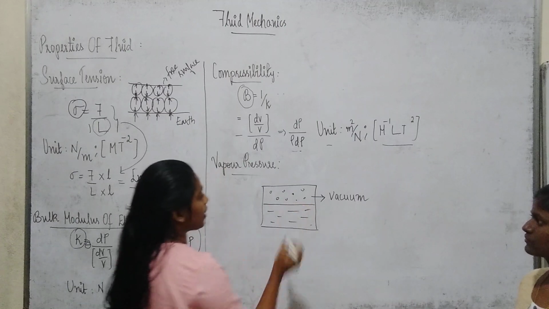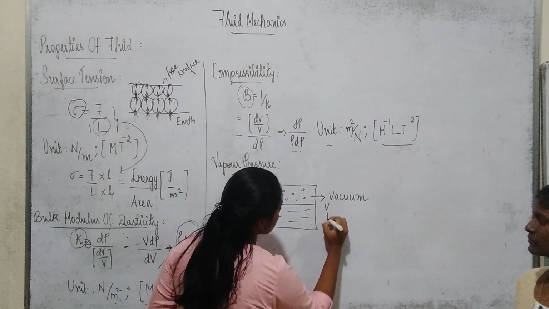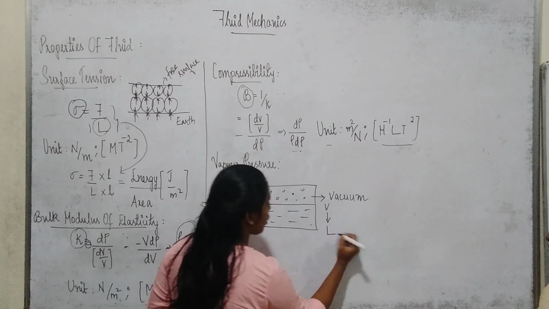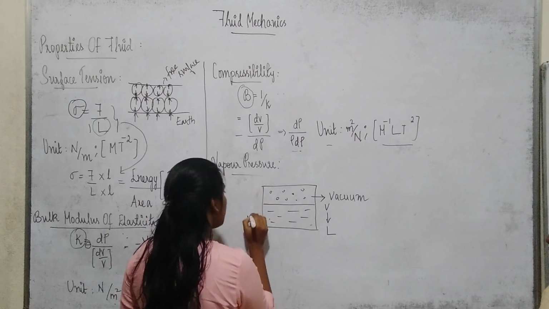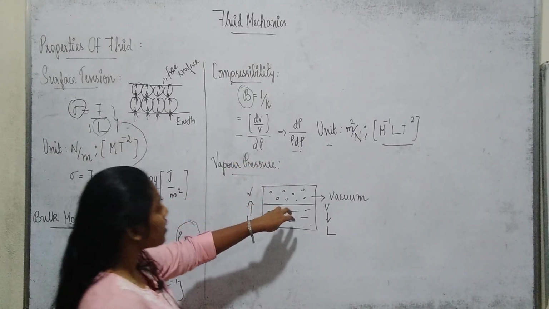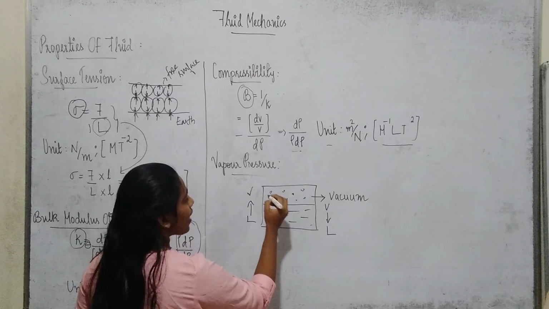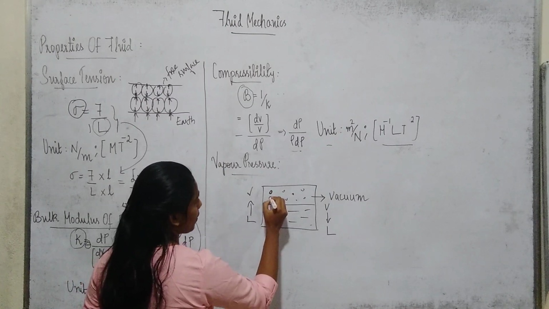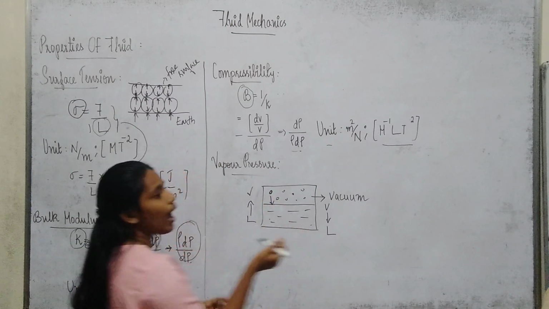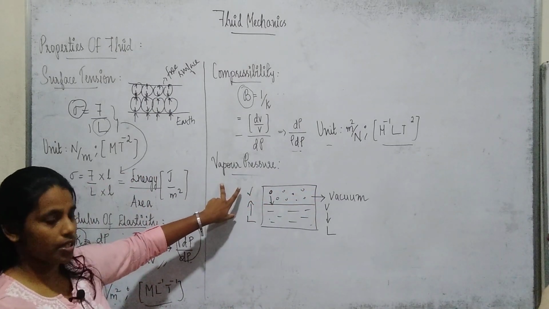There is a particular time when these vapors tend to form liquid, and the liquid present here tends to form vapors. So this reaction happens, and when it reaches the state of equilibrium, the pressure exerted by these vapors on the free surface at equilibrium in the closed container is called vapor pressure.